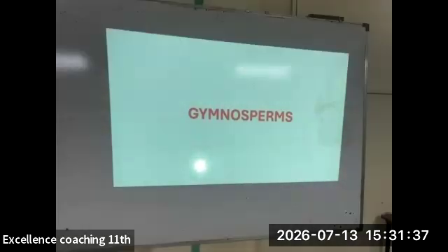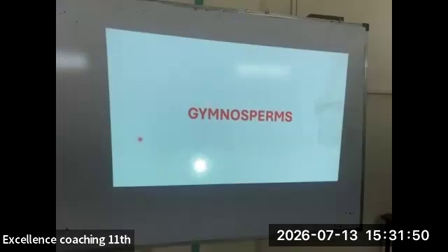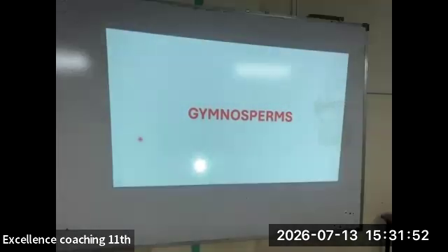So yeah, we are starting with the next subtopic, that is gymnosperms. I have put the maximum number of images and diagrams that was possible to make this topic easier.